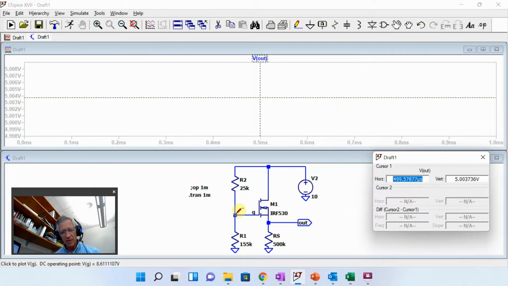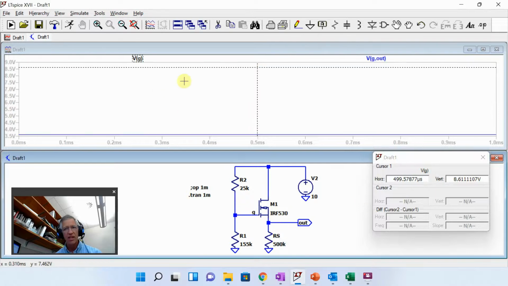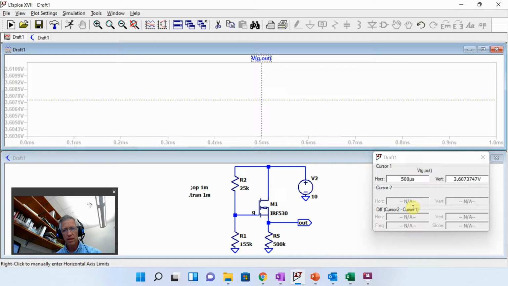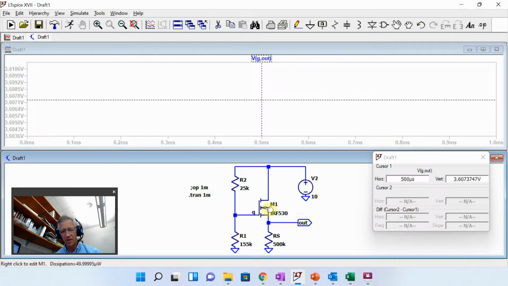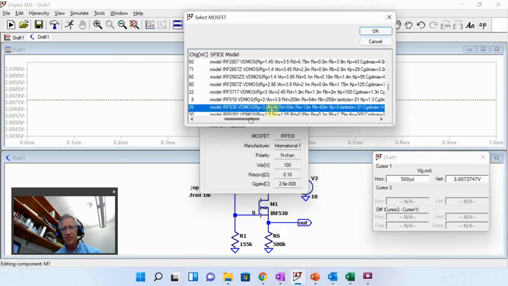The problem is that if we look at what produces the gate voltage, you see we have this 8.6 volts. Well, if I look at the gate to source voltage, you see I have 3.6 volts, which, okay, is that a problem or not? Well, let's look at what the threshold is for this MOSFET. You see it has a threshold voltage of 4 volts, but we're only putting in 3.6 volts. So my gate to source voltage is less than my threshold voltage. It is in cutoff.